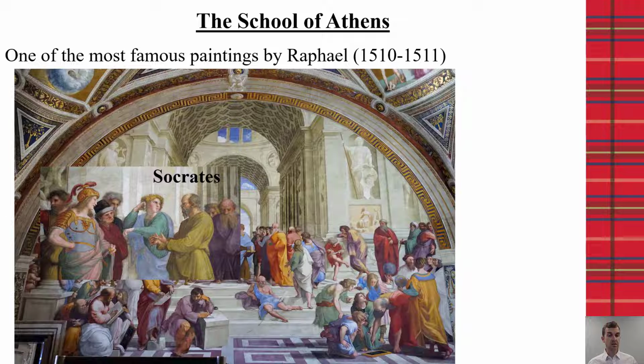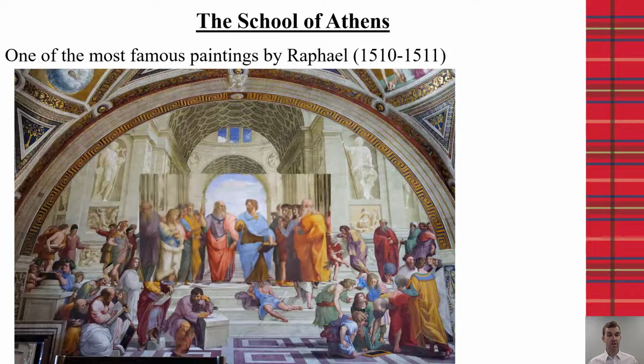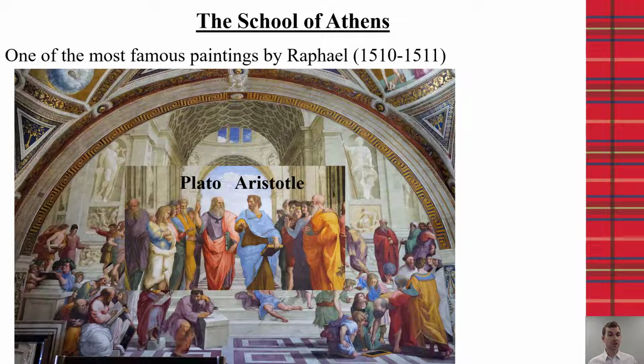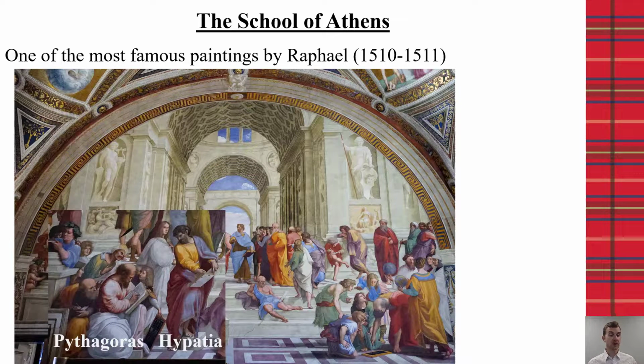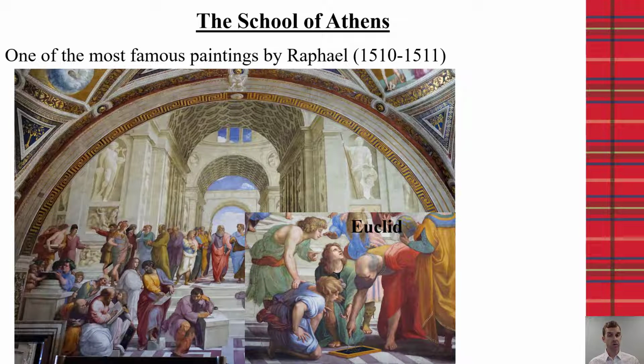We have Socrates in the upper left-hand corner. We have Plato and Aristotle. Plato being important because after studying under Socrates, he creates the academy, which then helps to create many of the philosophers and mathematicians that we think of this time, including Aristotle. We also have Pythagoras and Hypatia, Hypatia being considered the first female mathematician of the Greeks. And then in the bottom right, we have who's often considered Euclid, sometimes considered Archimedes, but most commonly Euclid.